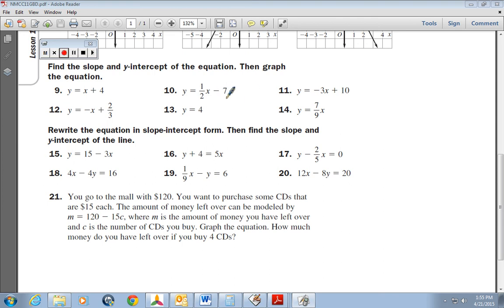Okay, is y by itself? No. It's not in function form. I would have to add 2/5 x to each side. And that would give me y equals 2/5 x plus 0, right? So what's my y-intercept here? 0. What's my slope? 2 over 5.